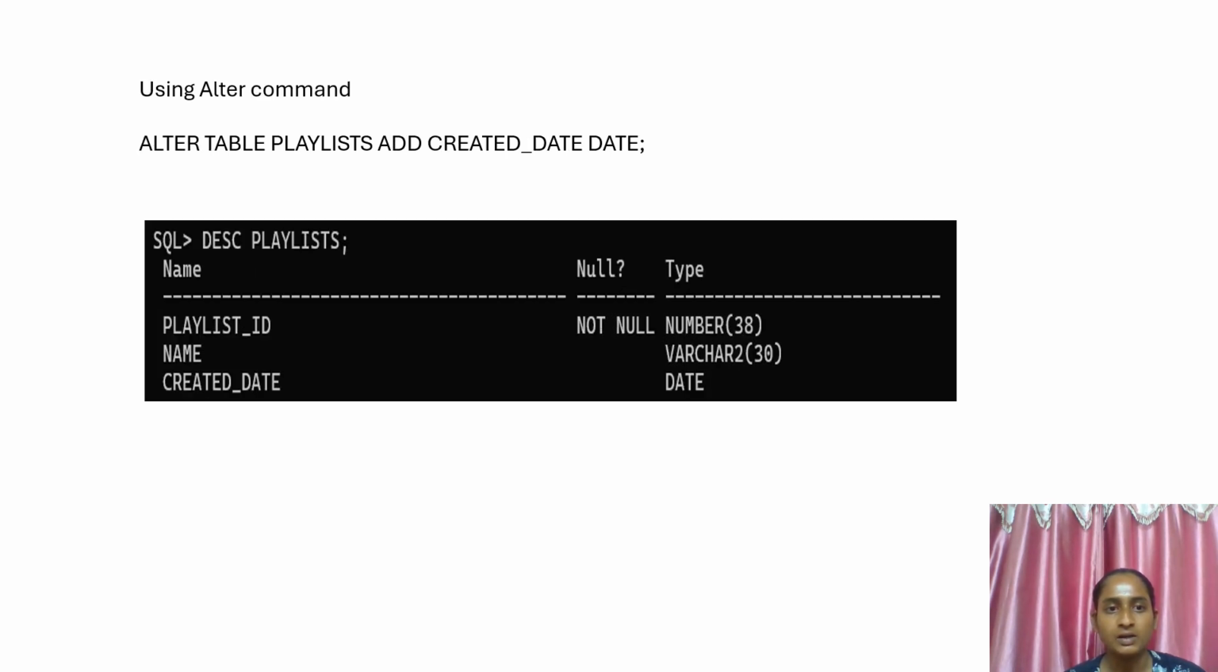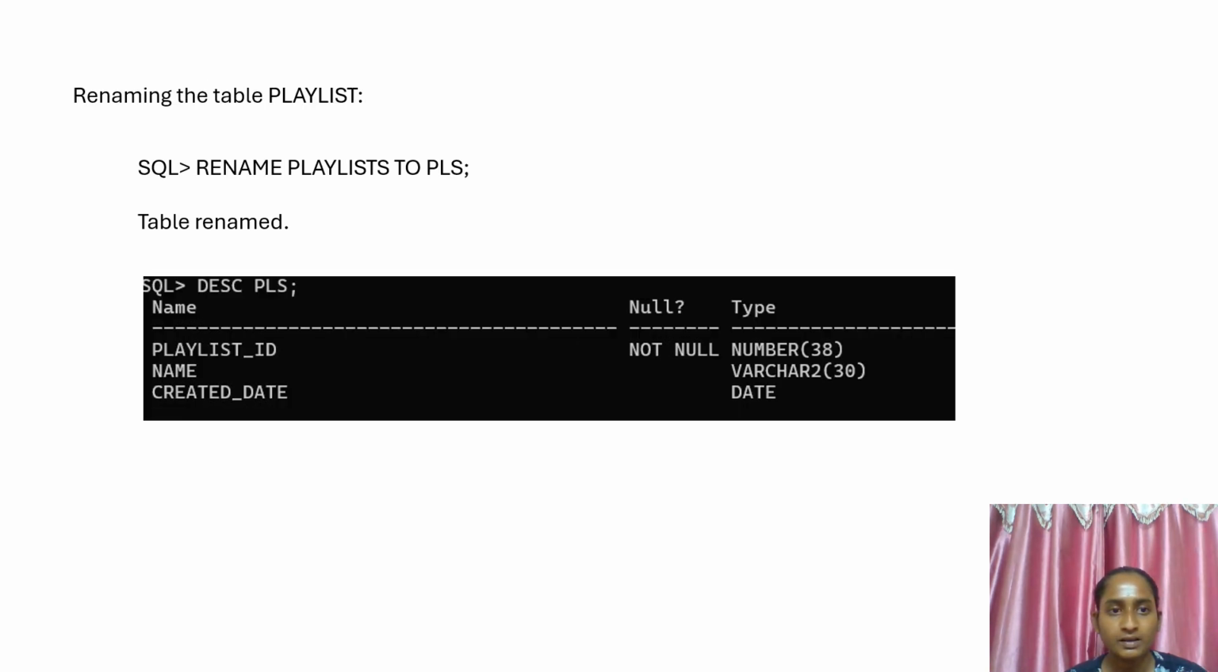Using alter command, alter table playlist, add created date, adding an attribute to the table. You can see the difference between the previous structure of the playlist and now, after alter command, the structure of the playlist table. Renaming the table playlist: rename playlist to PLS. The table name has been changed to PLS.